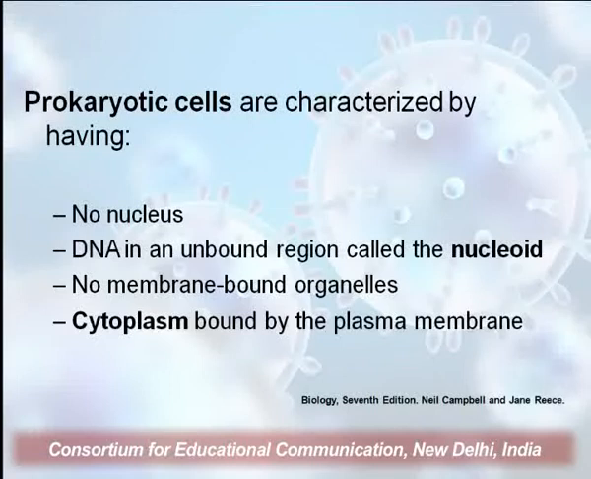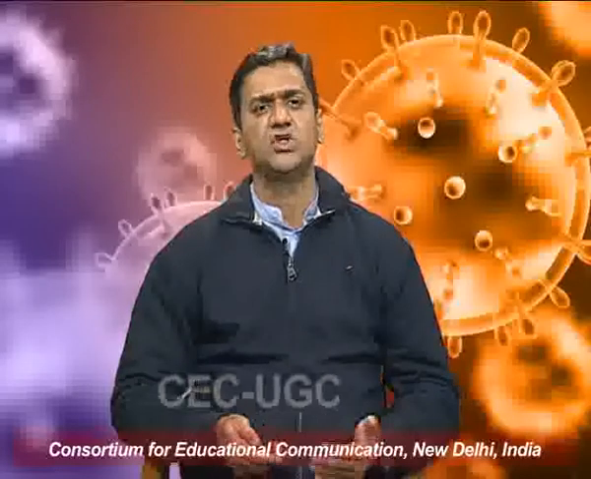Now, the basic characteristics of the prokaryotic cells are that they are characterized by having no nucleus. So, there is no nucleus present in the prokaryotes, while there is DNA which is present, but it is present in an unbound region which is called the nucleoid. Most of the organelles, there are no membrane bound organelles present in the prokaryotes, while the cytoplasm is bound by the plasma membrane. So, the prokaryotic cells are very primitive in nature and they don't have a specialized nucleus or membrane bound organelles.